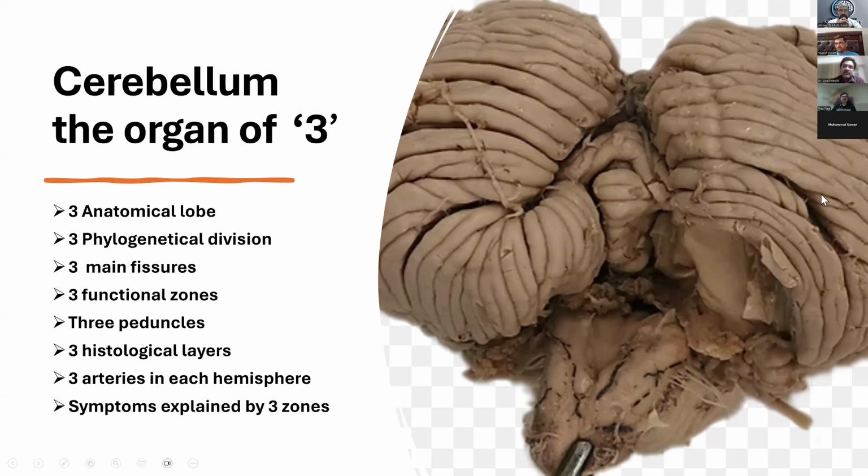It has three main features, as already discussed by Dr. Yusuf. We will also discuss the three functional zones. Anatomical landmarks are different and functional landmarks are different, so we will try to keep it very simple so that we can take more from this lecture today. Again, we have three peduncles, three histological layers, three arteries in each hemisphere, and symptoms explained by three zones.